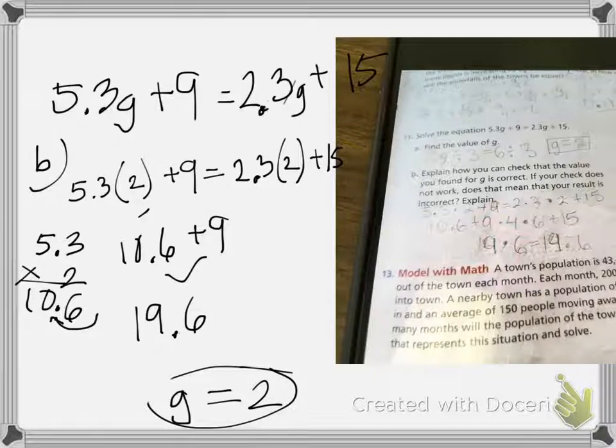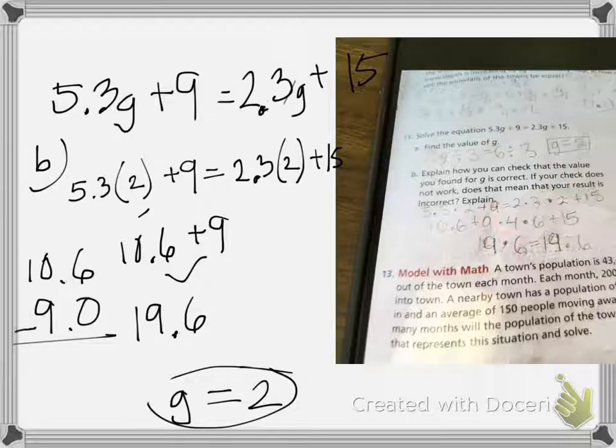Let me show the scratch work for that. How did I get 19.6? All right, so 10.6 plus 9. Remember, 9 is a whole number, so we're going to put it as 9.0, which is the same thing. And then now we add the 6, and 10 plus 9 is 19. And then we get the point. That's how I got this.